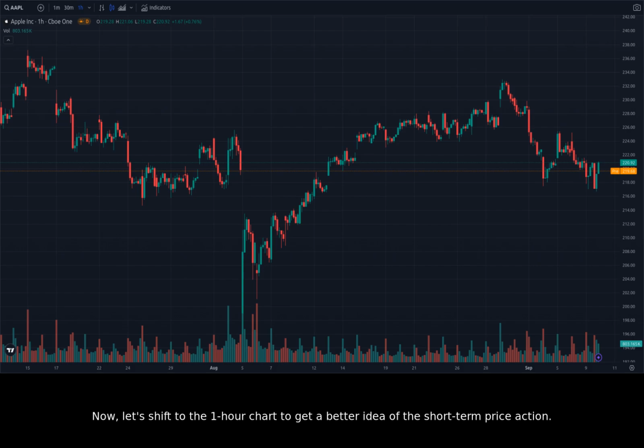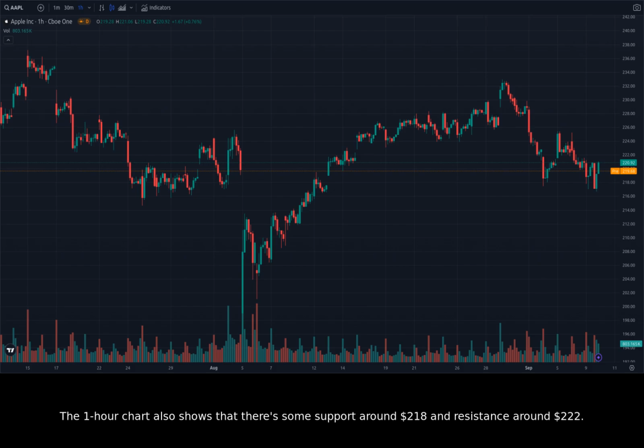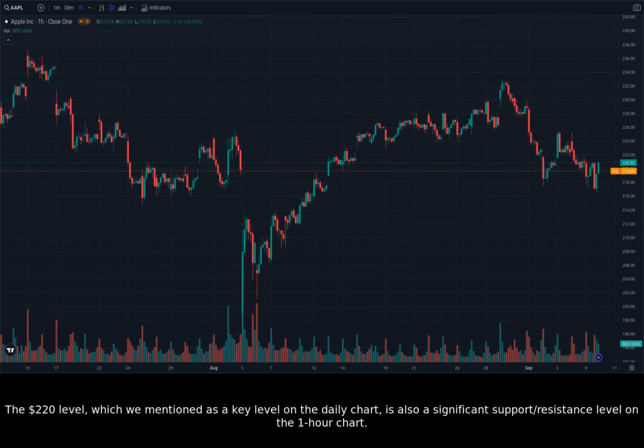Now, let's shift to the 1-hour chart to get a better idea of the short-term price action. Here, we can see that Apple has been trading in a tight range between $218 and $222 for the past few days. There was a brief dip below $218 yesterday, which might have been influenced by the iPhone 16 launch news, but the price quickly bounced back. The 1-hour chart also shows that there's some support around $218 and resistance around $222. The $220 level, which we mentioned as a key level on the daily chart, is also a significant support/resistance level on the 1-hour chart.